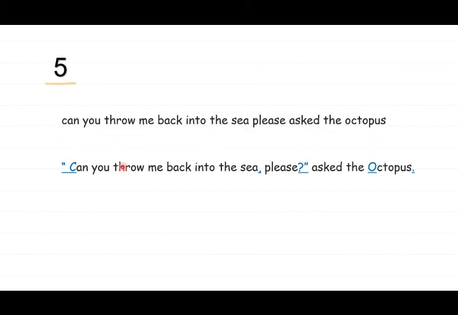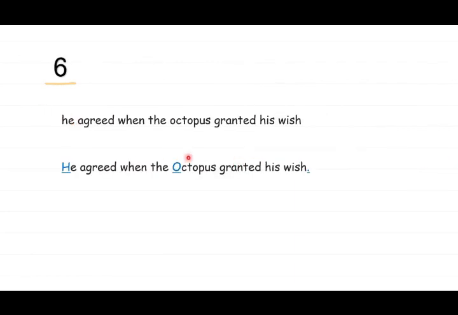Asked the octopus. Okay, so the correct one is, okay, you have to put a quotation mark first, and the C must be in capital letter. Okay, and also back into the sea, please. Okay, C, please. Dia ada koma dia, ada berhenti kat situ. And please, sebab dia tanya mesti ada tanda soal, question mark, and also a quotation mark. Ask the octopus, till O tu besar and full stop. And last one, he agreed when the octopus granted his wish. You put a capital letter for the H and O, capital letter and a full stop.